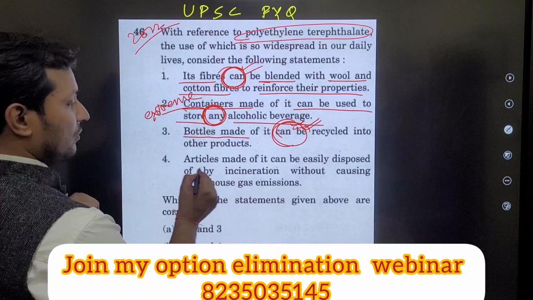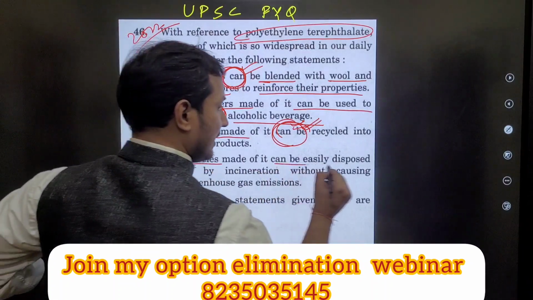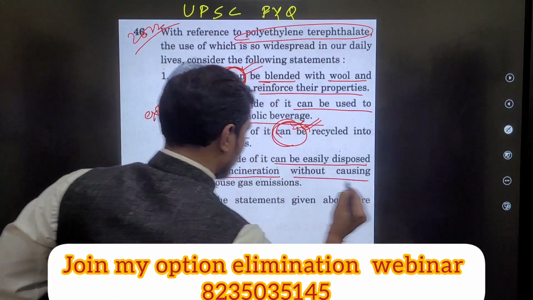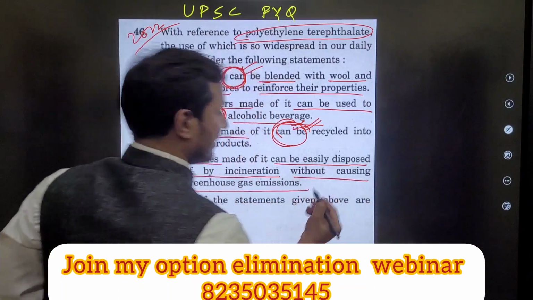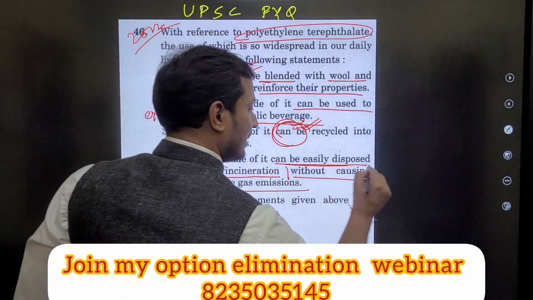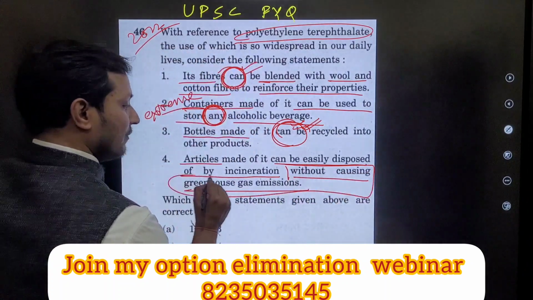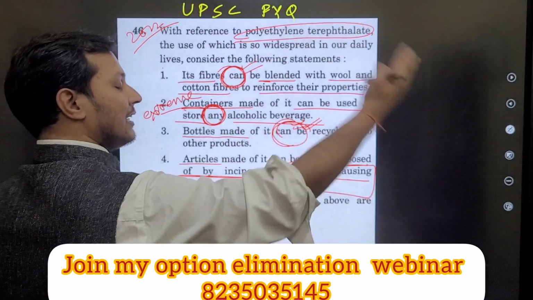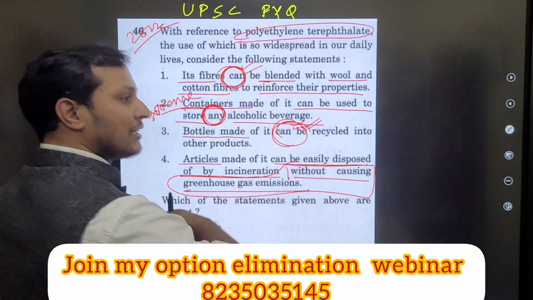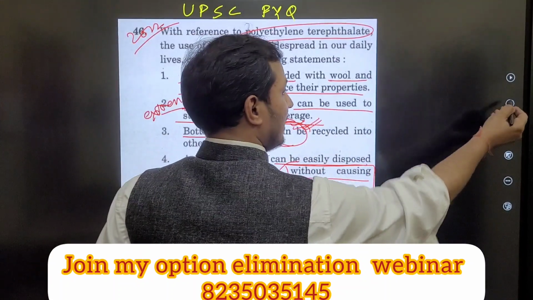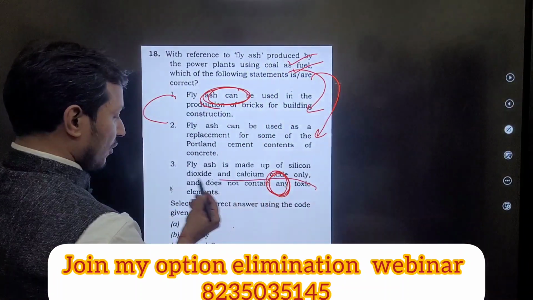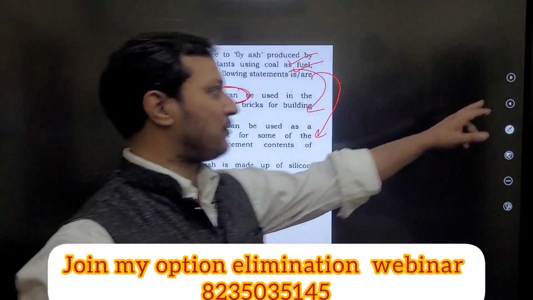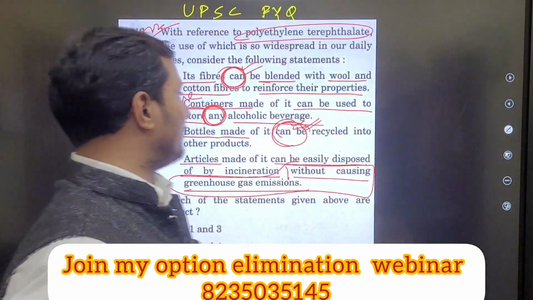Let us read the fourth statement. Articles made of it can easily be disposed of by incineration without causing greenhouse gas emissions. Without causing any impact, without causing any greenhouse gas emissions, without causing any toxic elements. You see here also, without any toxic elements. Generally these types of questions are framed in a similar manner.